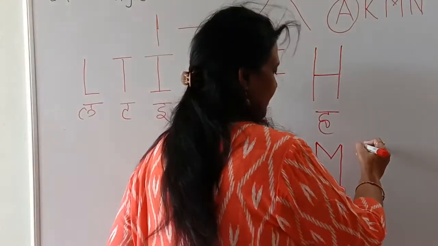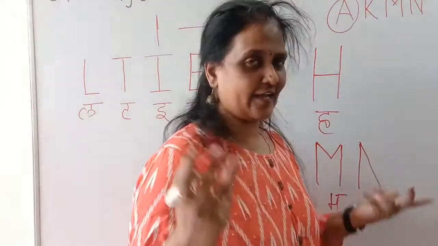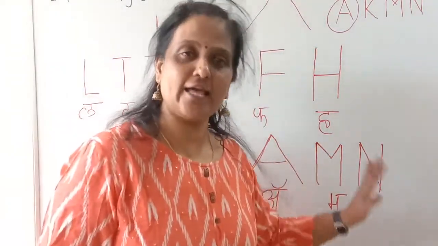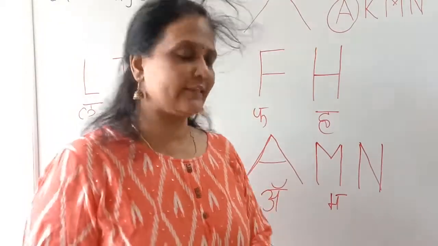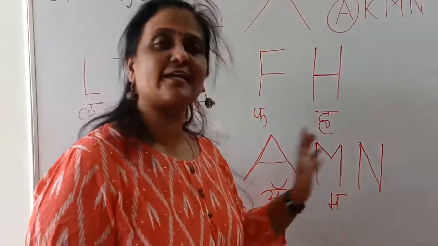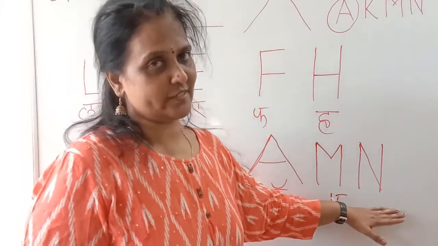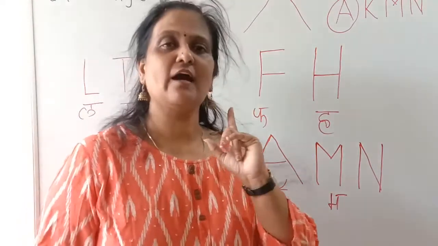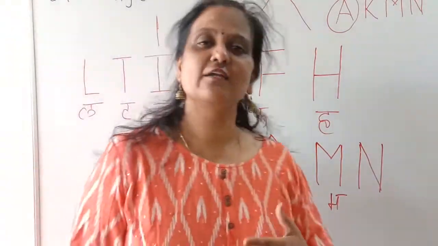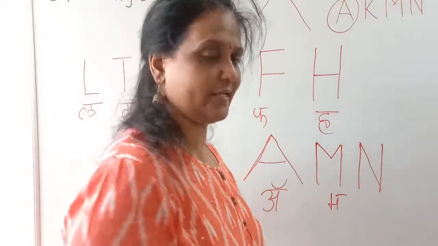N. First I draw a standing line, then I draw a slant line, and then I draw a standing line. It becomes letter N. Which is this letter? I write here letter N. N says "n". The sound of N is "n".